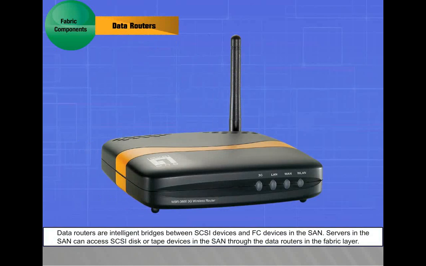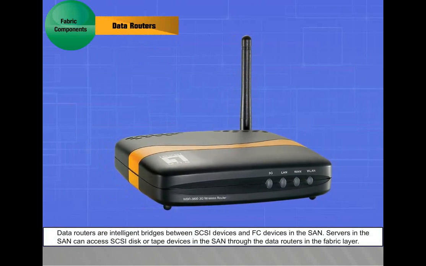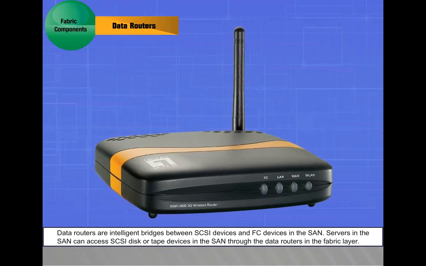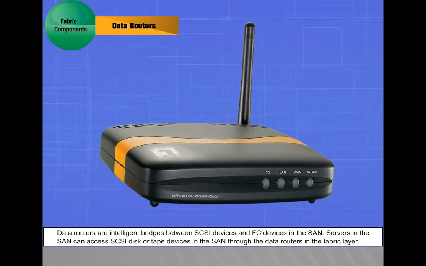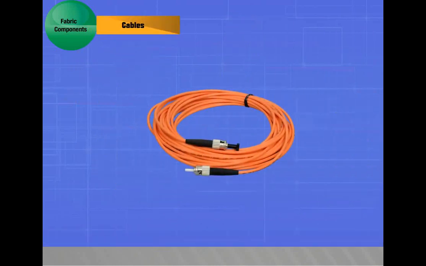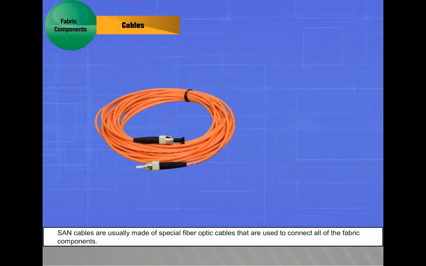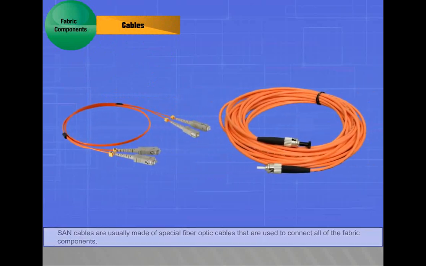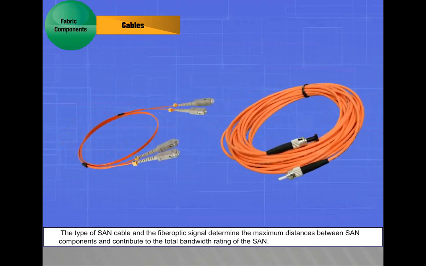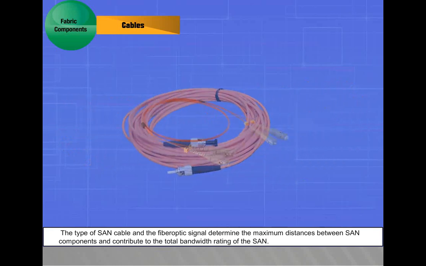Data routers are intelligent bridges between SCSI devices and FC devices in the SAN. Servers in the SAN can access SCSI disk or tape devices in the SAN through the data routers in the fabric layer. Cables. SAN cables are usually made of special fiber optic cables that are used to connect all of the fabric components. The type of SAN cable and the fiber optic signal determine the maximum distance between SAN components and contribute to the total bandwidth rating of the SAN.